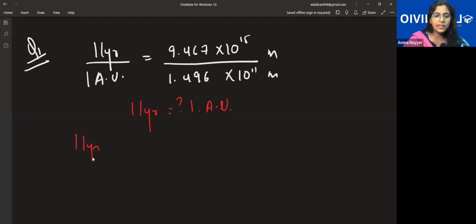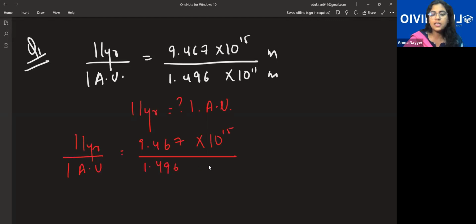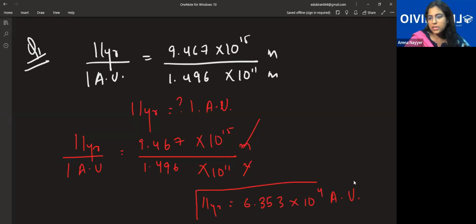So 1 light year by 1 AU, when you take, this is 9.467 into 10 to the power 15 divided by 1.496 into 10 to the power 11. Meters by meters, so meters will be cancelled. 1 light year, when you are writing, this is 6.353 into 10 to the power 4 AU. So 1 light year is equal to this much times the value of astronomical unit.